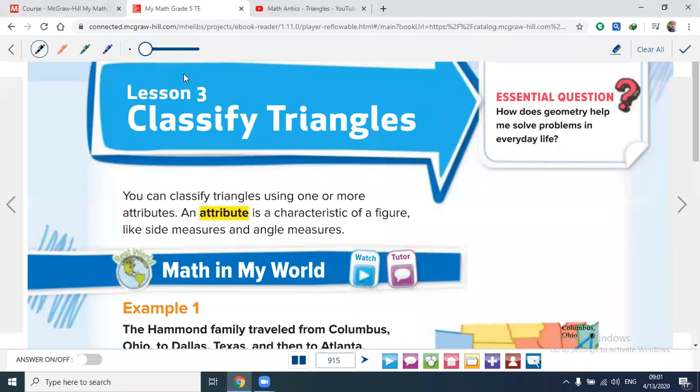How many sides does a triangle have? Three. Yes, a triangle has 3 sides. So is a triangle a polygon or not a polygon? Not polygon.